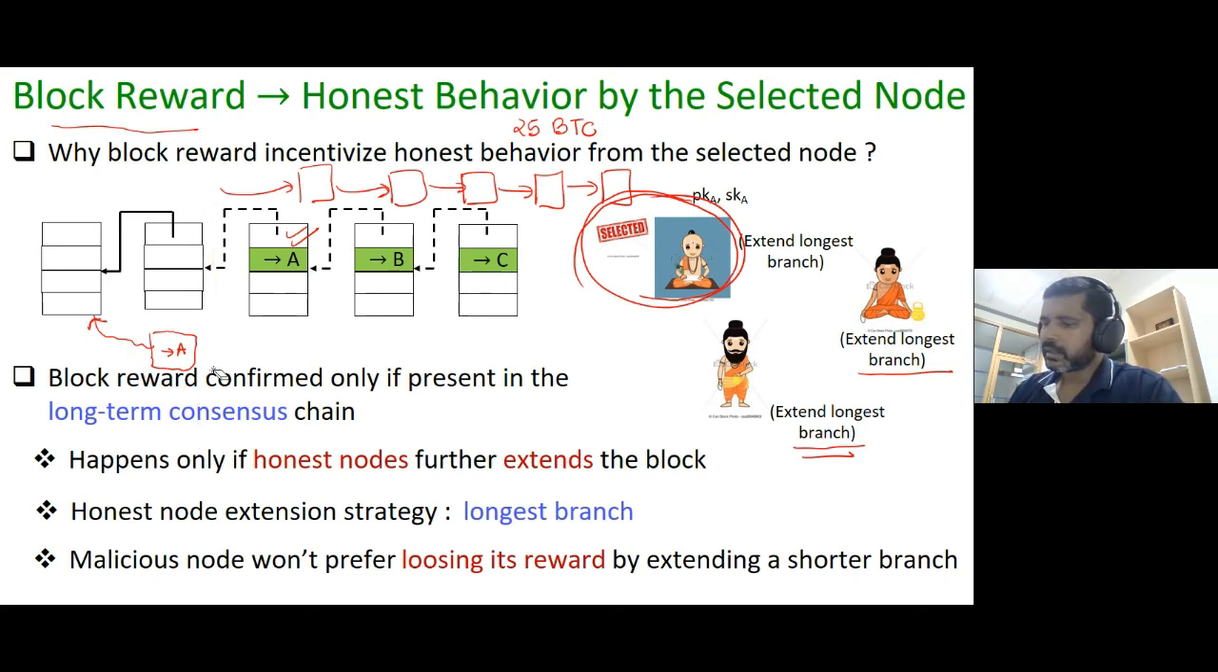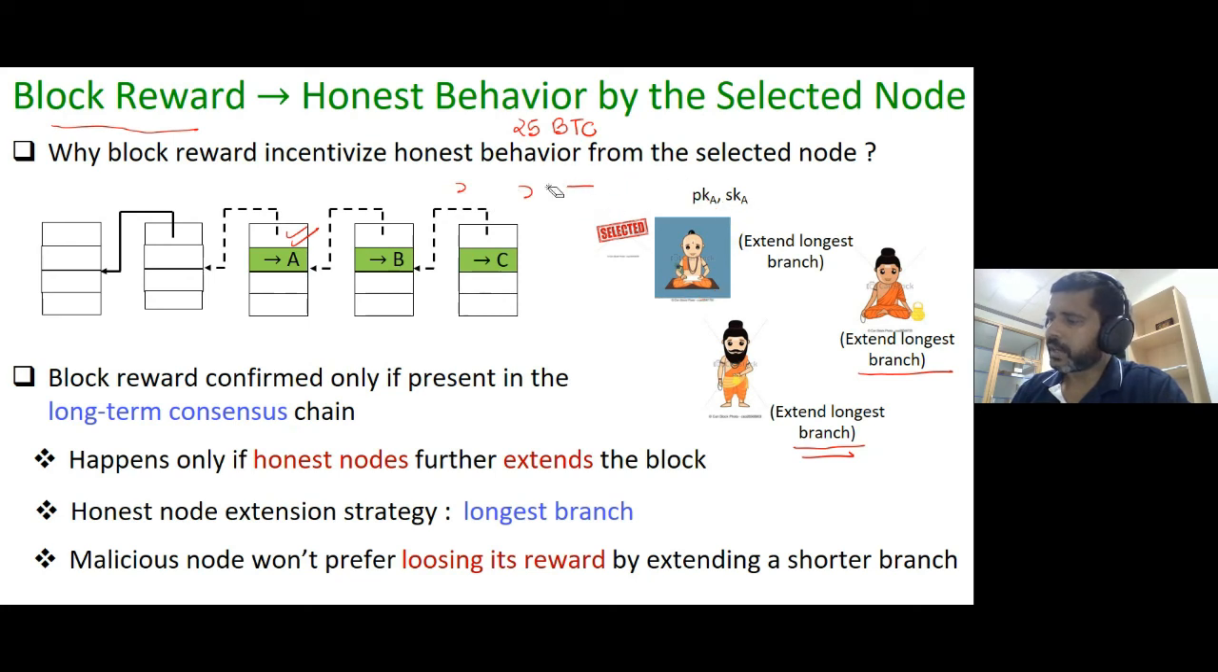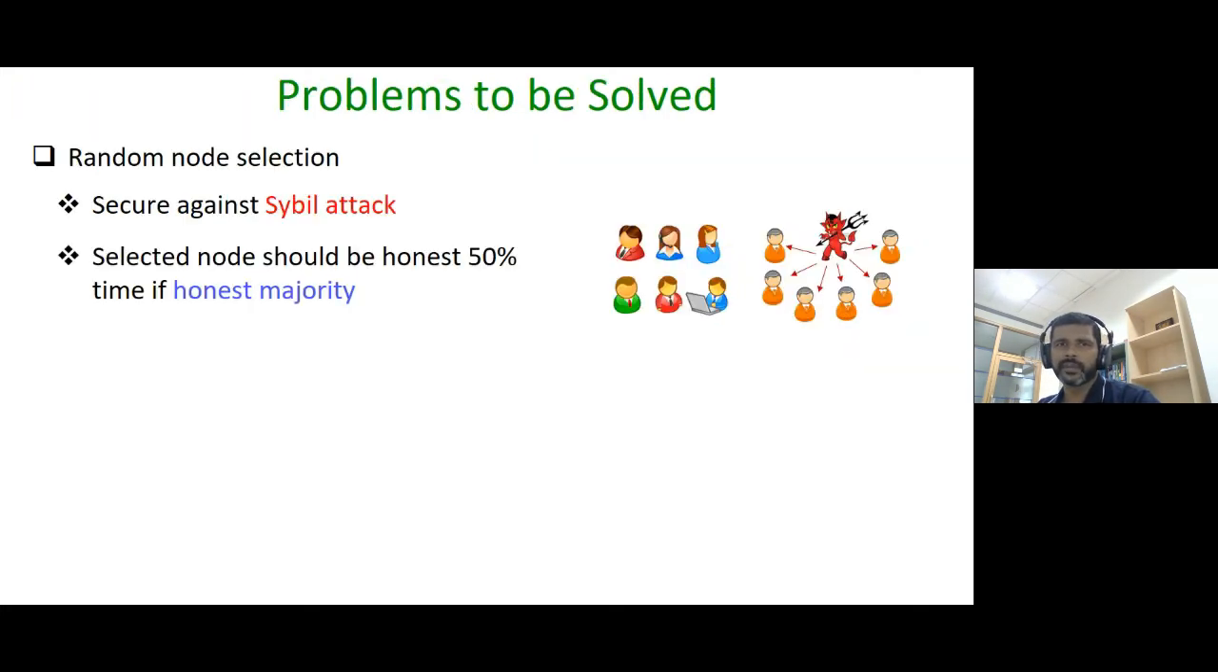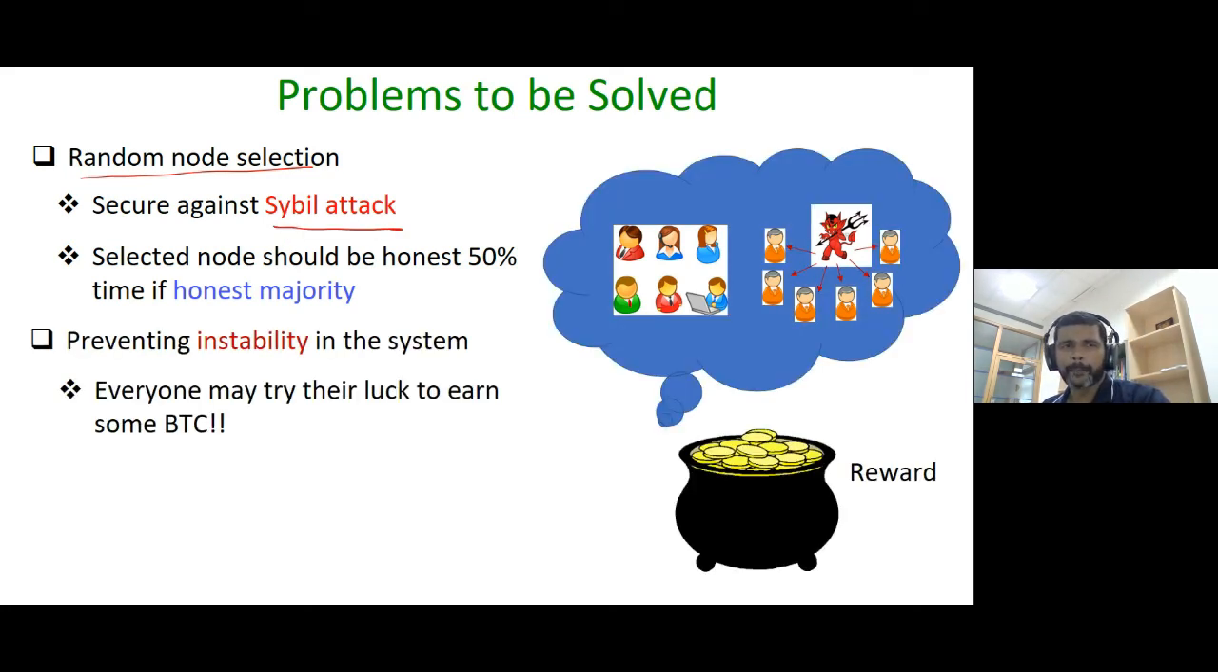So that's why this incentive of rewarding yourself with 25 BTC, or whatever the block reward is, and the strategy of always giving preference to the longest branch, both these two techniques ensure that double spending does not take place with high probability. Okay, so now what are the problems that we are left with to solve? We have to come up with this random node selection. That means how exactly we decide which node should propose the next block in the blockchain. And remember, it should be secure against Sybil attack.